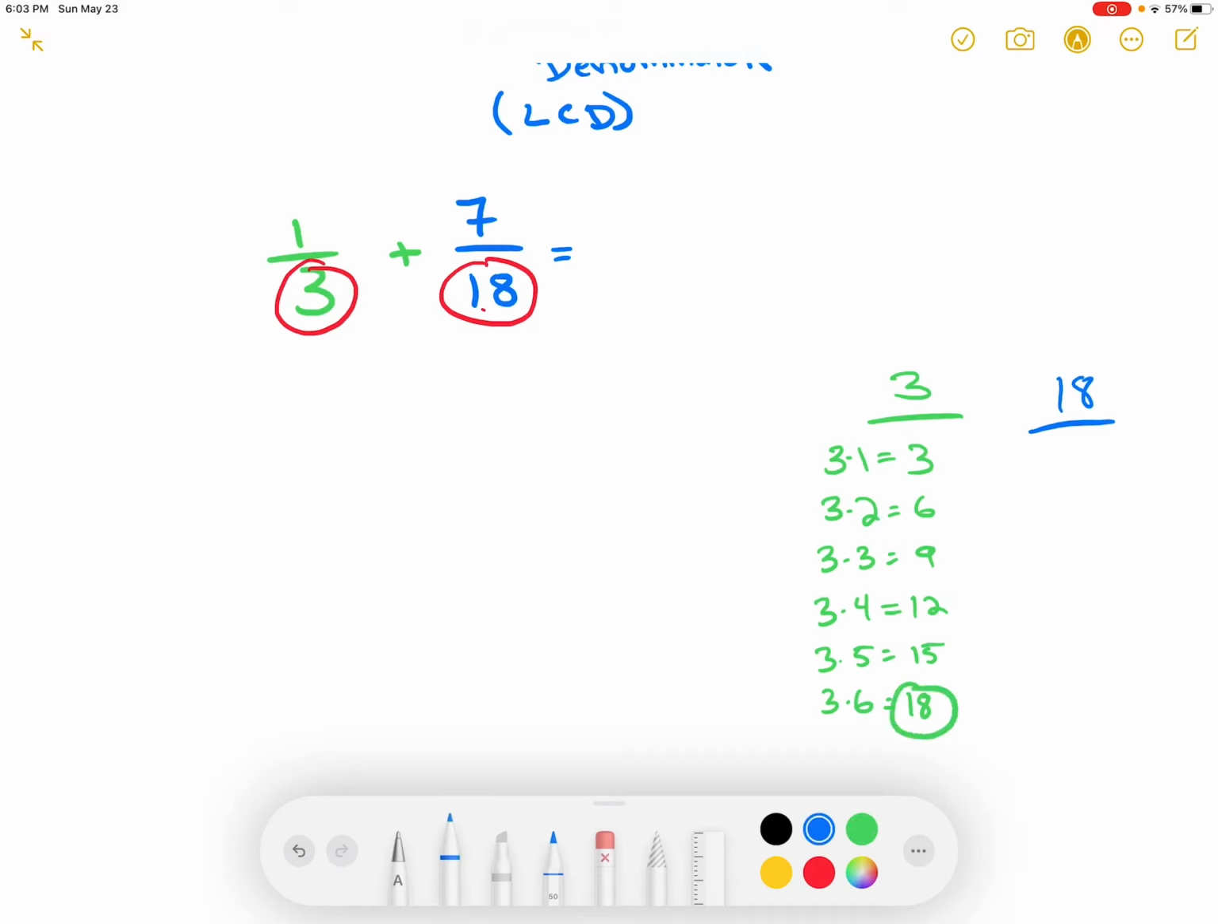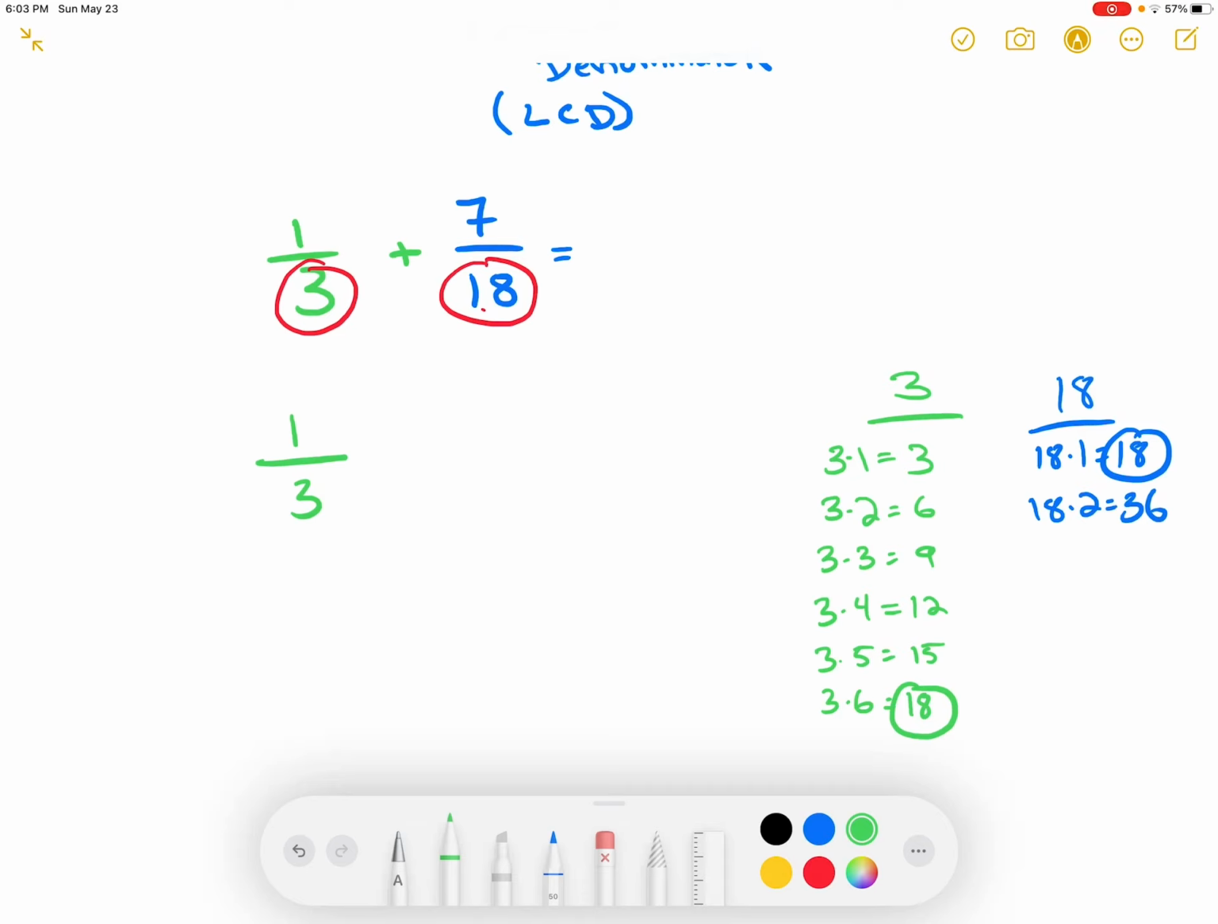So you're looking for which multiple is the smallest between 3 and 18. 18 has multiples: 18 once is 18, 18 twice is 36. So look, the smallest they share is 18, actually. 18 for 3 times 6 and 18 for 18 times 1, right? So what you can say to yourself is, all right, if I change both of these fractions so that they have equivalent denominators, I can then add them.